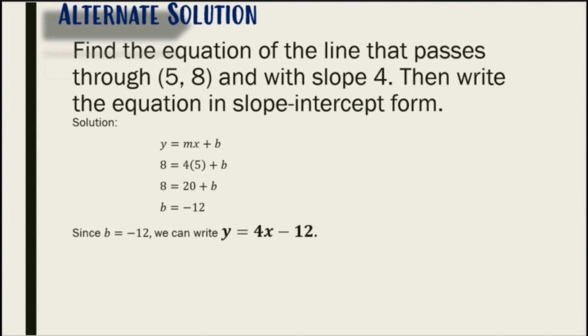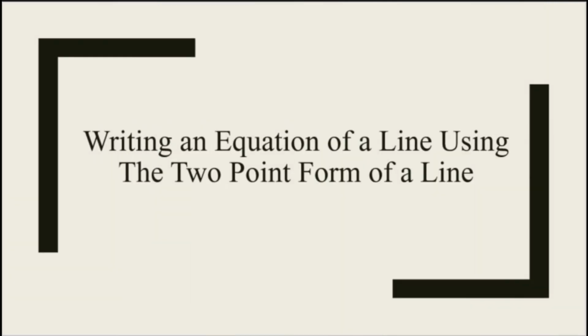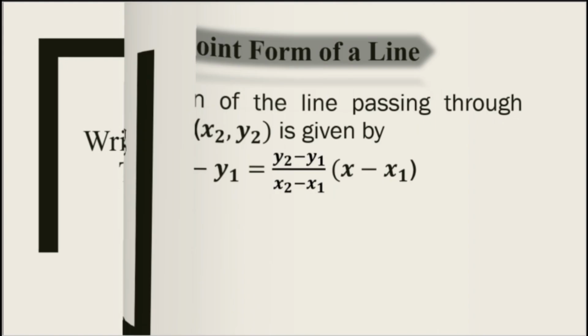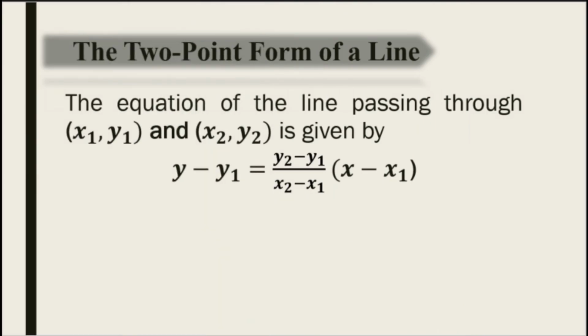Let us proceed to our next topic, writing an equation of a line using the two-point form of a line. For this, we have the formula y minus y sub 1 equals y sub 2 minus y sub 1 all over x sub 2 minus x sub 1, quantity x minus x sub 1. This equation is called the two-point form of the equation of a line. This formula can be best used when 2 points of the line are given.